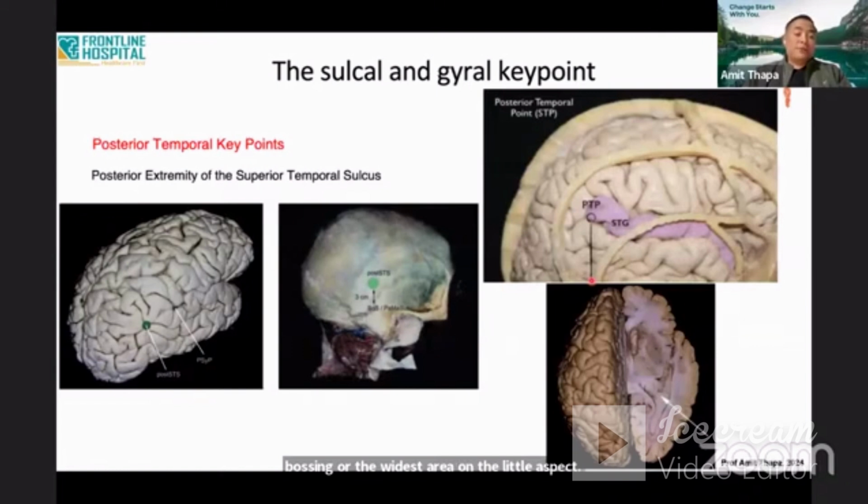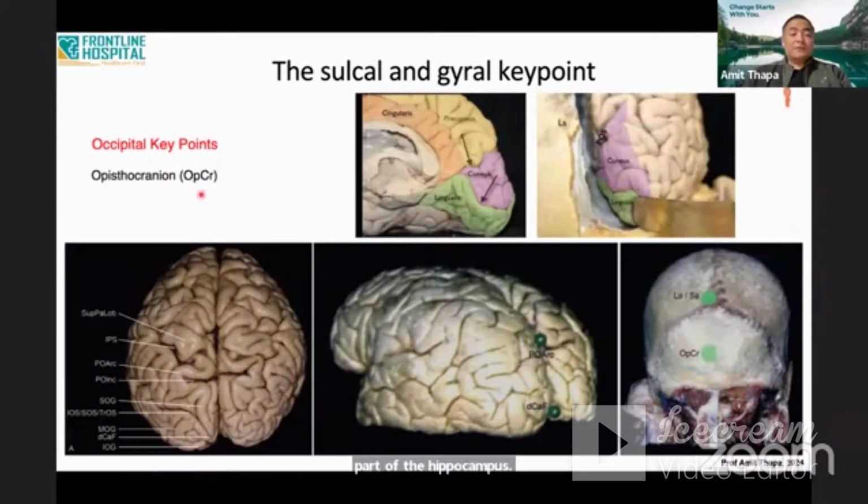Now we will talk about the posterior temporal key points. So in the posterior temporal key points, the most important landmark is the posterior extremity of the superior temporal sulcus, which is identified on the cranium as lying 3 centimeter above the intersection of the squamous and the parieto-mastoid sutures. So when we go above 3 centimeter, this will be the posterior extremity of the superior temporal sulcus. Now, this is important because when we go perpendicular into the brain, we can actually go into the posterior part of the hippocampus.